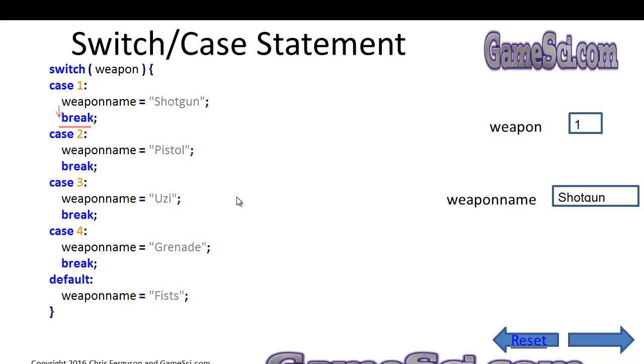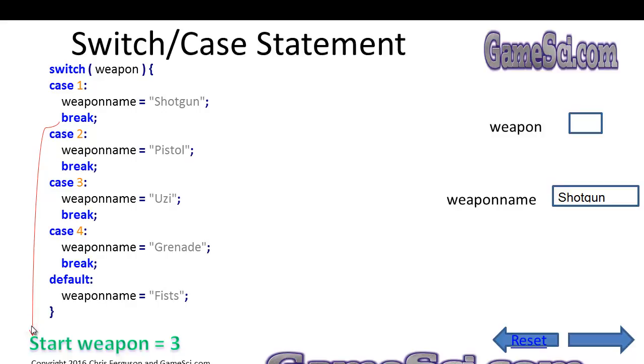Right there. After we execute weapon name equals shotgun, what's going to happen? It's going to go down to the next line of code in the case, which is the break statement. And what the break statement literally says is break out of the switch. Break completely out. Do not pass go. Do not collect 200. We're done. So what this break statement says is to exit the code completely. Break out of the switch and continue on with the program.